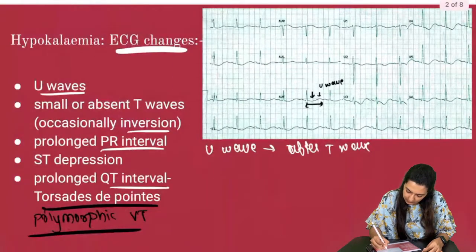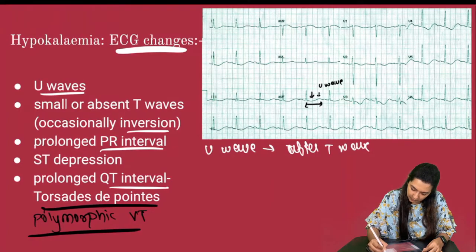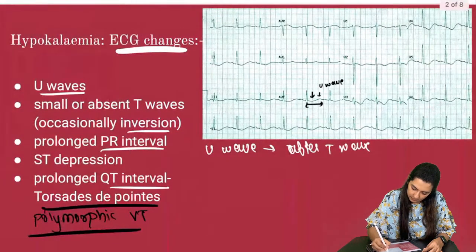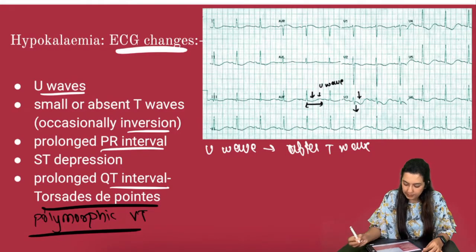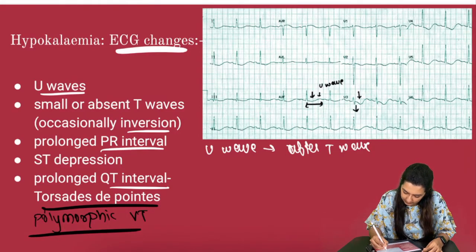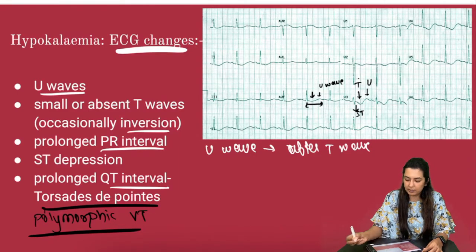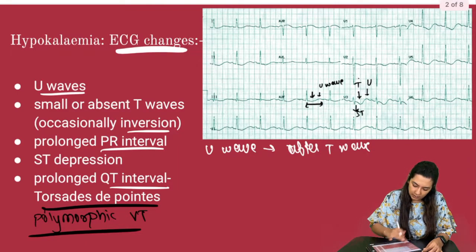See here also, this is actually showing the T wave. This is T wave inversion with ST segment depression. Both the ST segment and T wave are depressed. This is the U wave, this is the T wave, and this is ST segment depression. So it is a very good ECG to understand that.